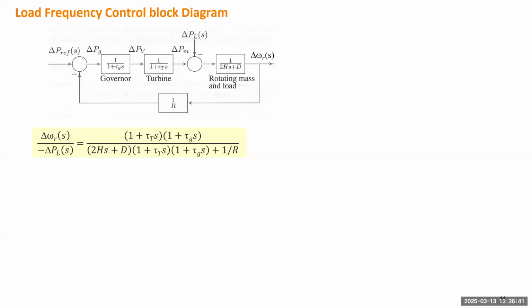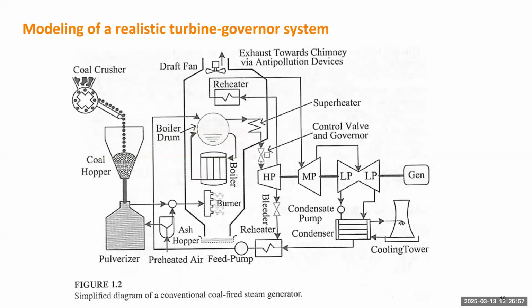But if you want to do time domain simulation of this generator subjected to some large disturbance or small disturbance, we need a better model. So what is a more accurate turbine or governor model like in stability study? This just shows the turbine governor system.